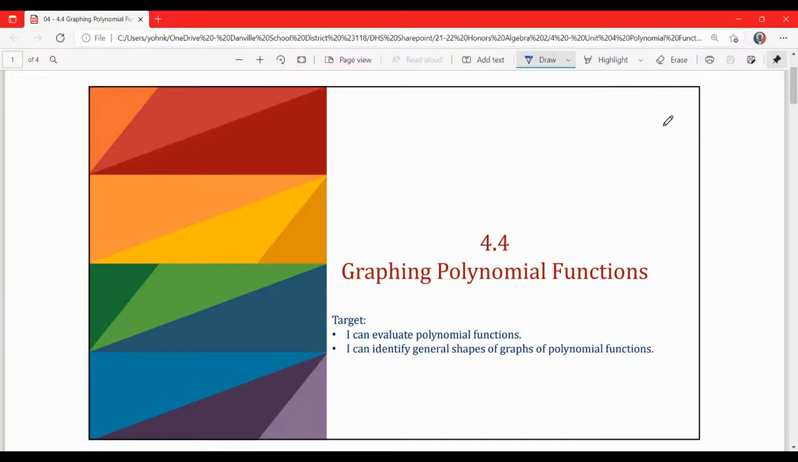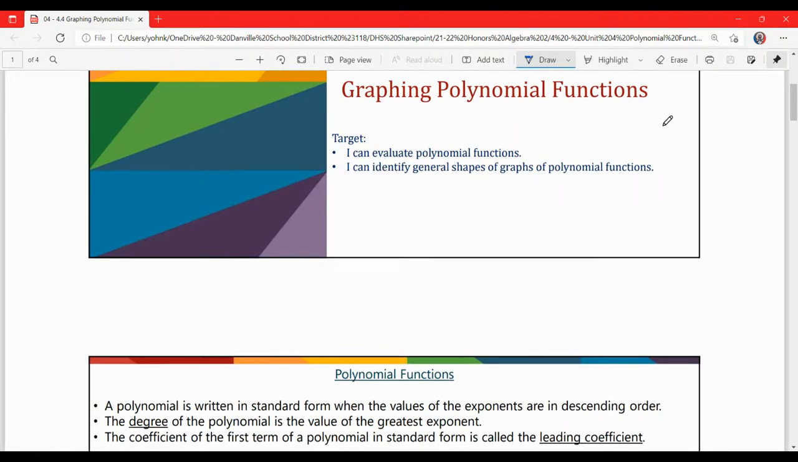Hey kids, welcome to section 4.4, graphing polynomial functions. Today you're going to learn how to evaluate polynomial functions and to identify general shapes of graphs of polynomial functions.